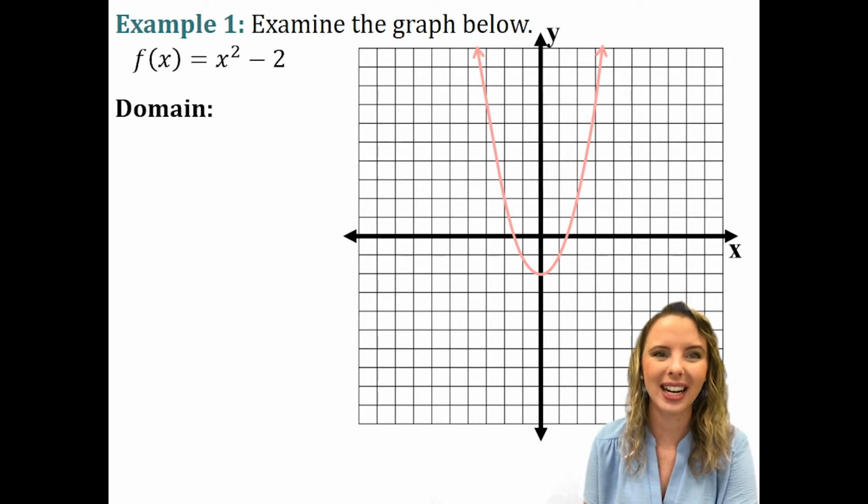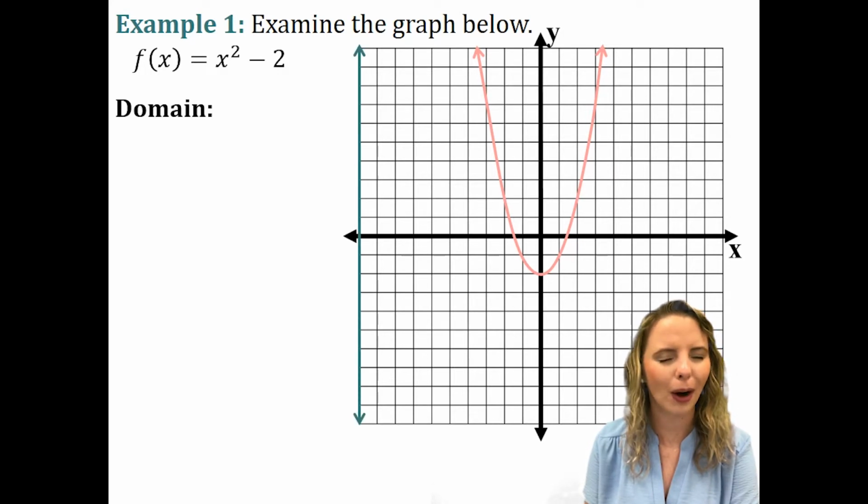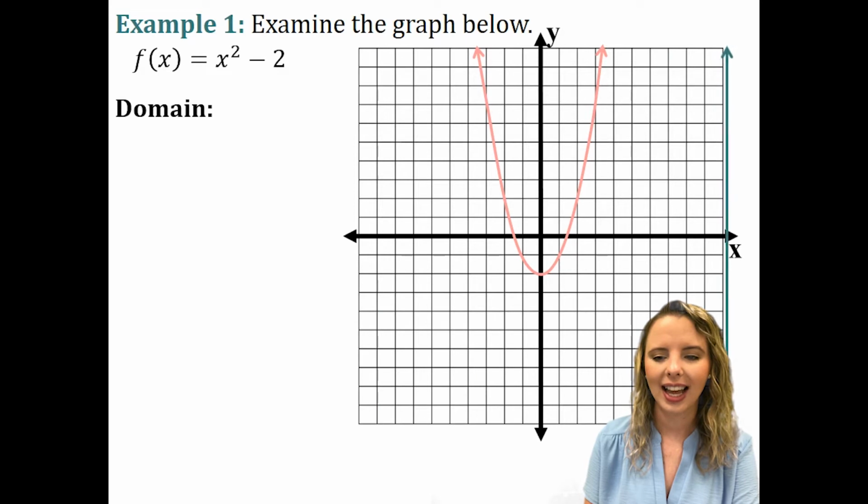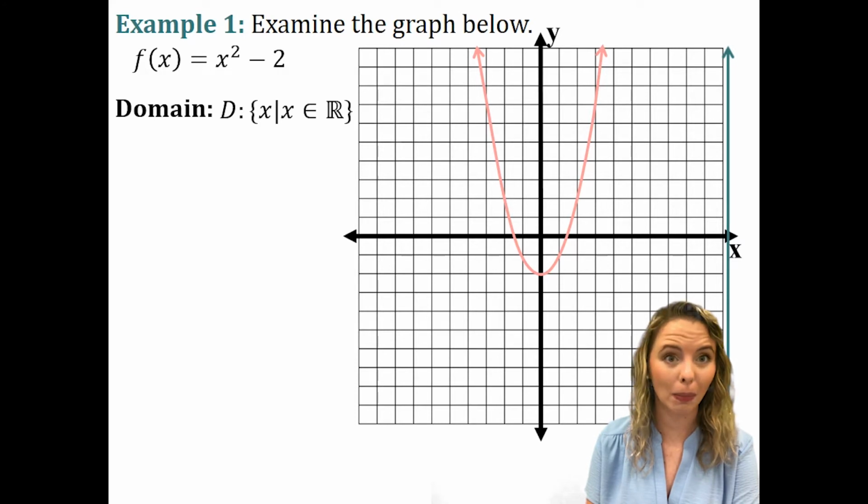So remember, domain is x values. So let's look and see if there's anywhere where our graph cannot be in terms of x values. We read graphs from left to right, so this line is going to move from the left to the right. And is there anywhere our graph cannot be? No. So remembering from previous classes, set notation, domain is with curly braces.